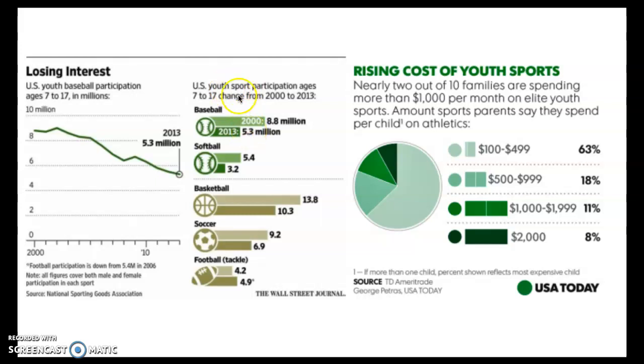It's actually three graphs. So now we have a line graph and we have our infographic. The U.S. sport participation ages 7 through 17. Baseball, you can see from 2000 to 13, down. Softball down. Basketball down. Soccer's down. Football tackle is up a little bit, but they did have this asterisk which goes with this. The entire participation is down, but just kind of interesting to see.